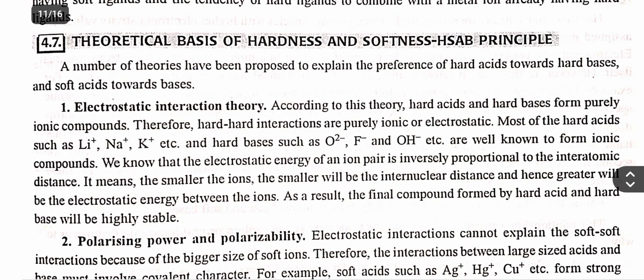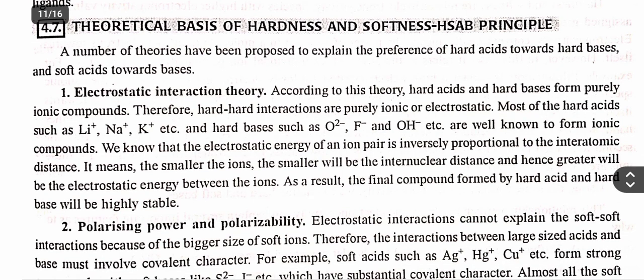Theoretical basis of hardness and softness, the HSAB principle. A number of theories have been proposed to explain the preference of hard acids towards hard bases and soft acids towards soft bases. First, electrostatic interaction theory. According to this theory, hard acids and hard bases form purely ionic compounds. Therefore, hard interactions are purely ionic or electrostatic. Most of the hard acids such as Li+, Na+, K+, and hard bases such as O2-, F-, and OH-, etc., are well known to form ionic compounds.